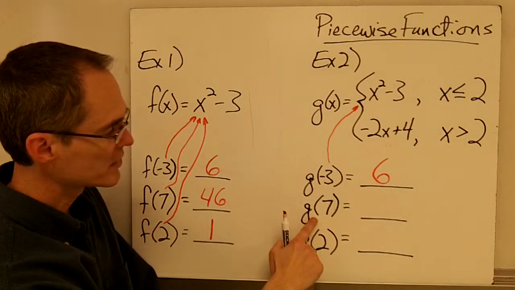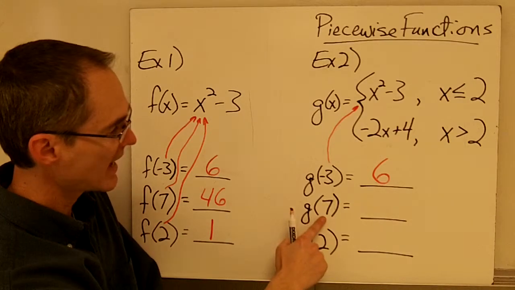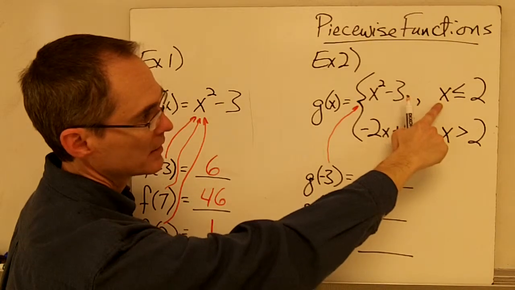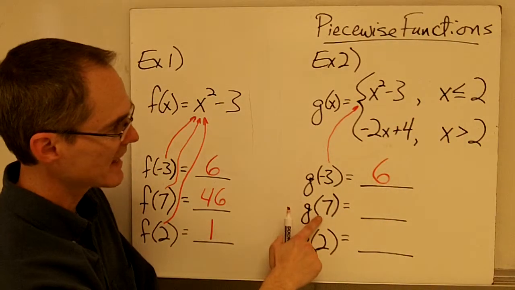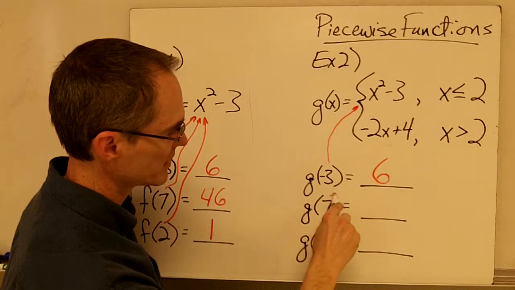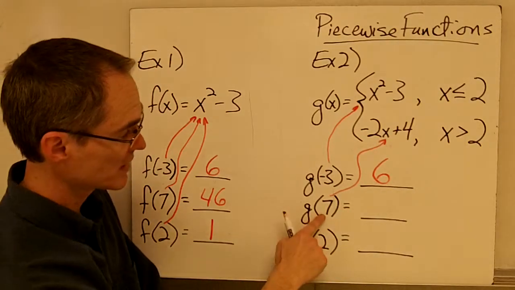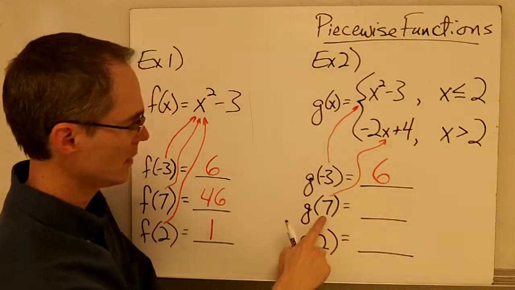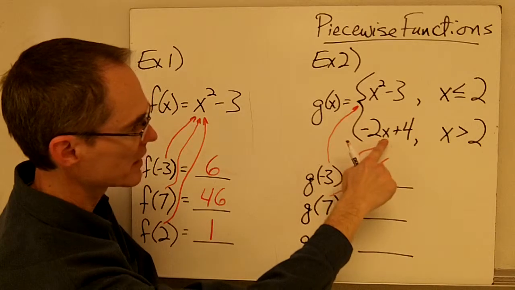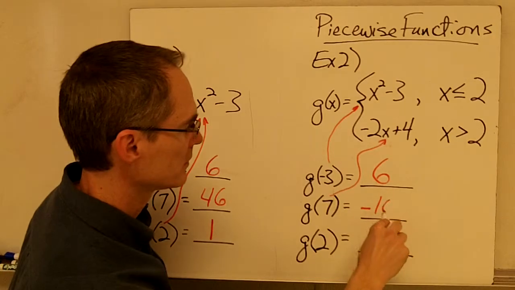Now if I want to know what g of 7 is, my x value is 7, and I don't want to use this top part because 7 is not less than or equal to 2. 7 is greater than 2. So I'm going to plug the 7 into this bottom piece of my function, since my x value is greater than 2. Negative 2 times 7 is negative 14, and negative 14 plus 4 is negative 10.